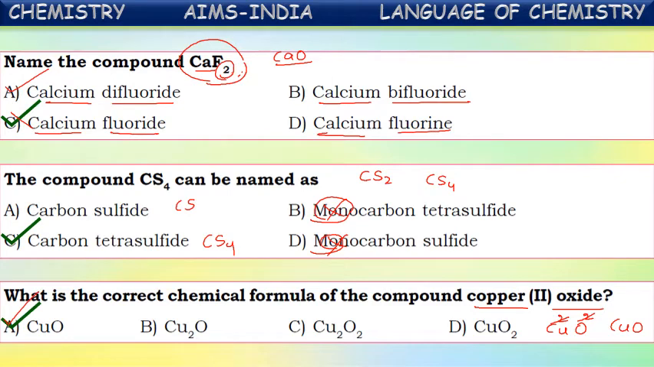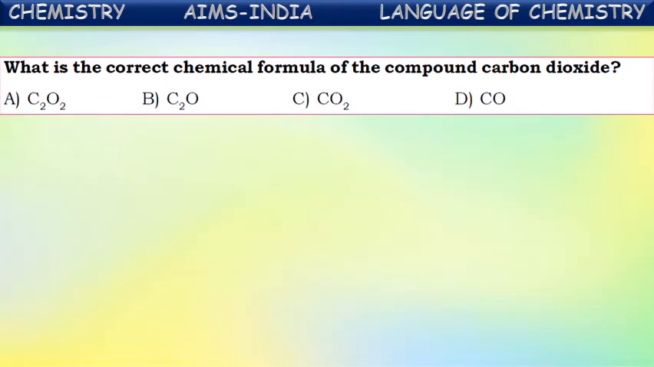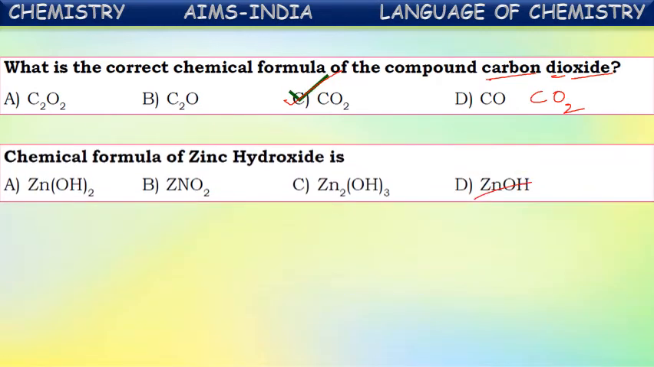The charges we have to remember. Now comes the next question. What is the correct chemical formula of the compound carbon dioxide? You only write here carbon means C, oxide means O, di means 2, so CO2. Where do we have CO2? In option C we have it, so that will be the answer. Yes.